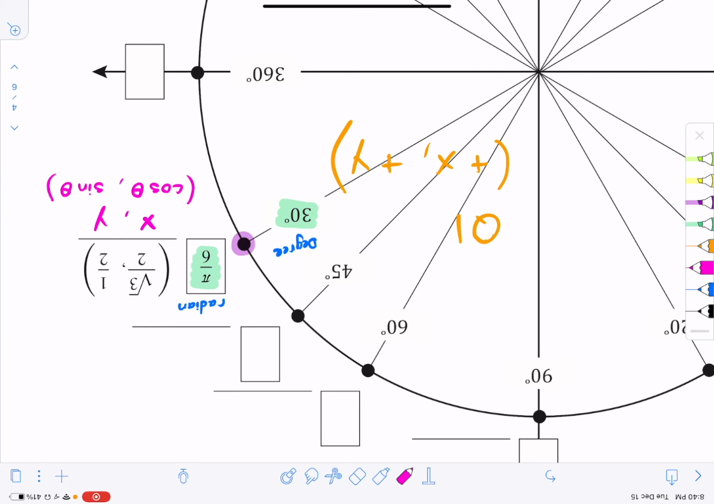So within each quadrant, you have 3 points. Each point has a degree, radian, an x and y, or more specifically, a cosine and sine value. All of the points on this unit circle are either 30, 60, 90, or 45, 45, 90 triangles.